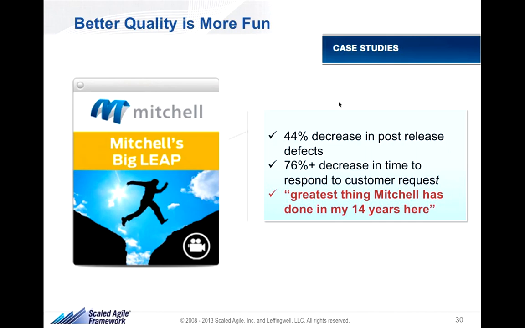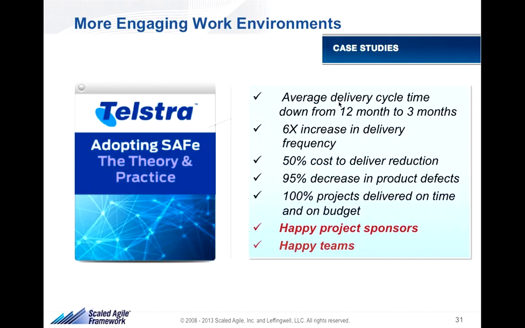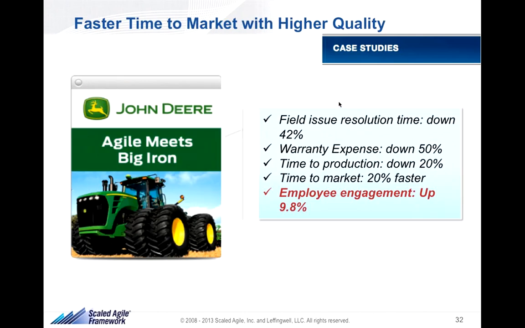Fun things. Greatest thing Mitchell has done in my 14 years here: 44% decrease in post-release defects. Happy project sponsors, happy teams, 50% cost to deliver reduction, 6 times increase in frequency of delivery. These are the empirical measures customers are getting with SAFe. I don't care to really argue the method. I like to look at the empirical results. And if Agile is about empirical feedback, we have a really agile process here.